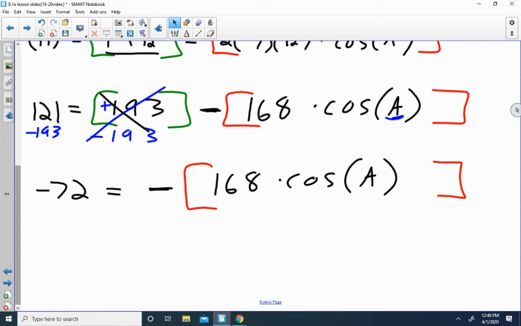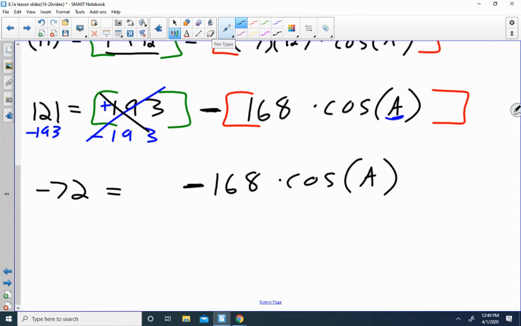All right. So now we don't have a green bracket anymore, so we don't really need the red to separate it. So we can go ahead and get rid of the red bracket now. Get rid of it, but don't get rid of the minus. The minus is now going to be a negative. So now it's negative 168.